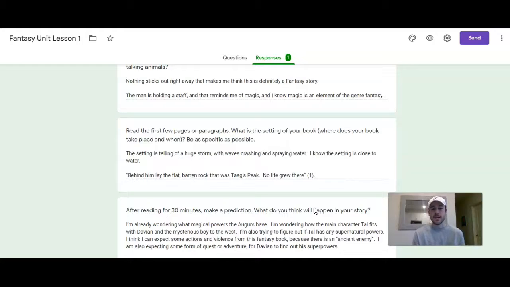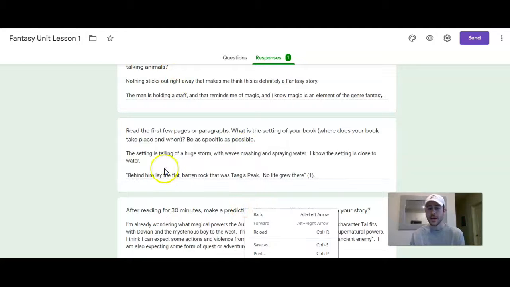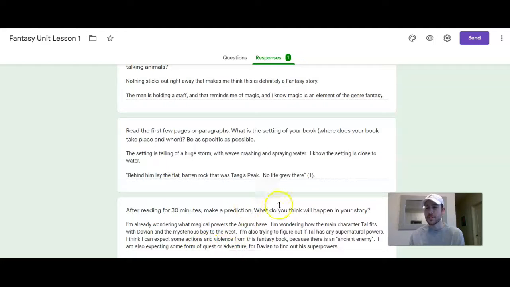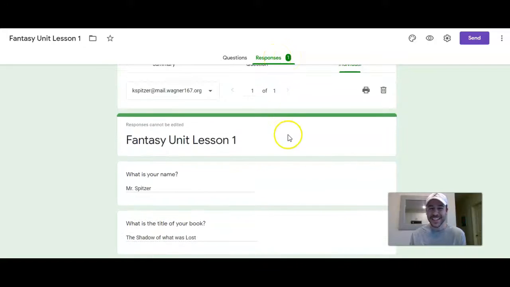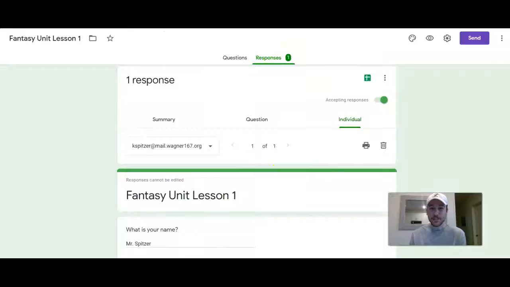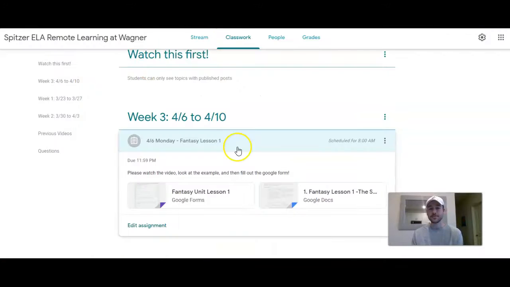And I said, I'm already wondering what magical powers the augurs have. I'm wondering how the main character fits with this other character and the mysterious boy to the west. And I'm also trying to figure out if Tal has any superpowers. So I filled this all in. What I'm going to do is submit it at the bottom. You can see I was the first person to have it done because I haven't posted it yet. And after you submit your form, you are done for the day.